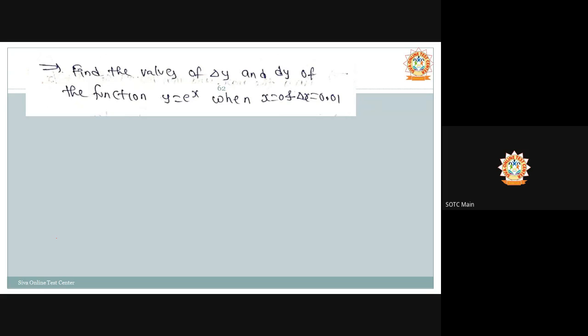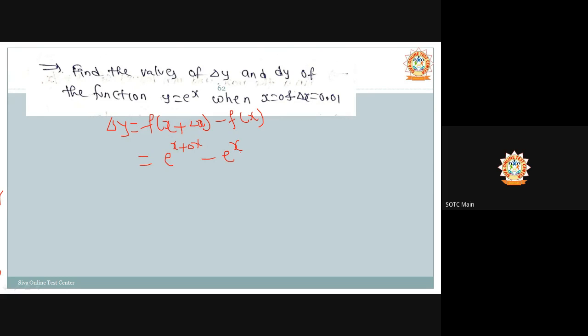Now just try to solve the next question. Find the value of del y and the dy of the function y is equal to e power x when x is equal to 0 and del x is equal to 0.01. So definitely we know first we need to calculate this del y. So del y is nothing but f of x plus delta x minus f of x. That is nothing but e power x plus delta x minus e power x, right?